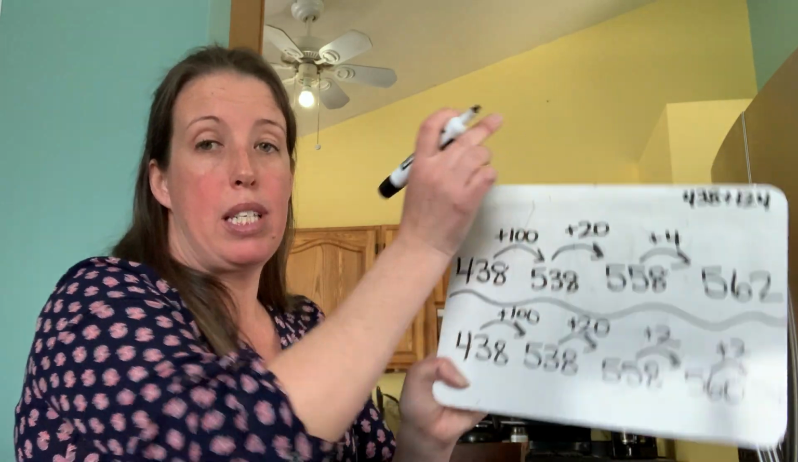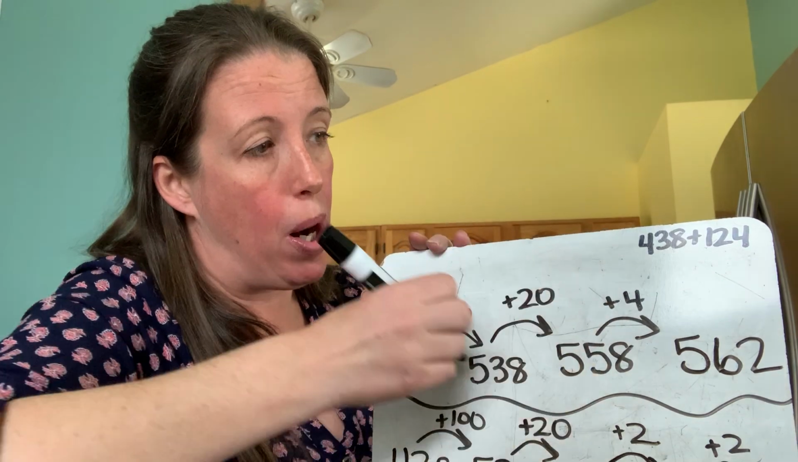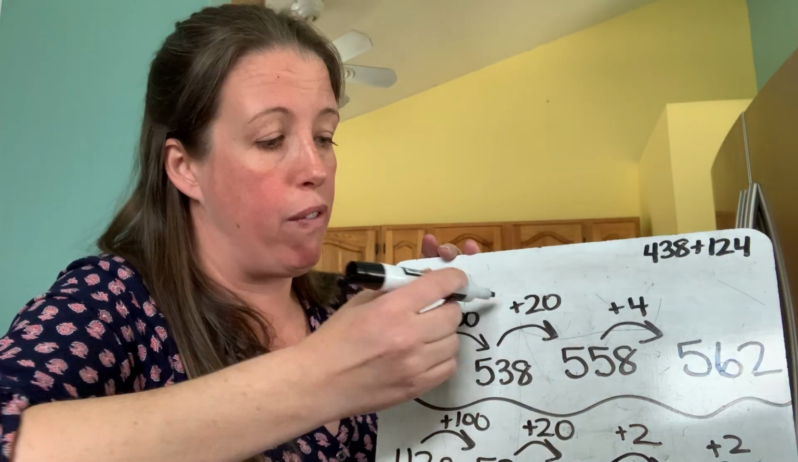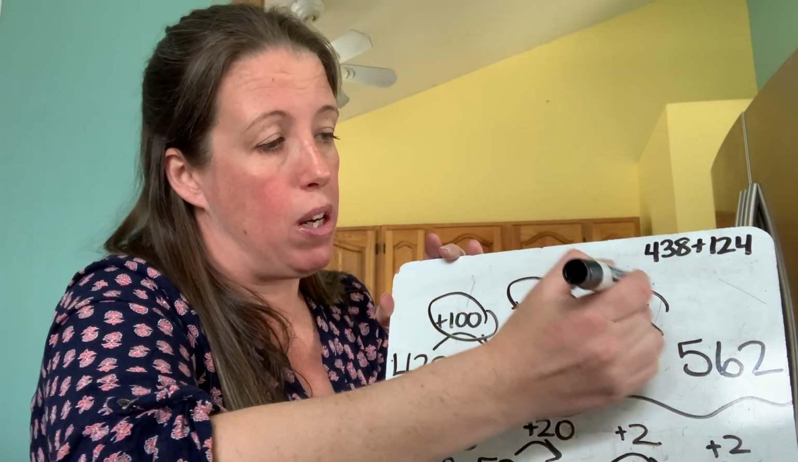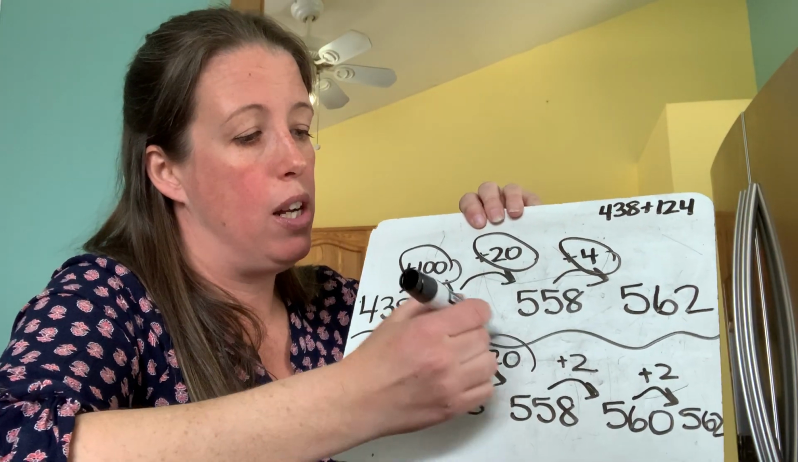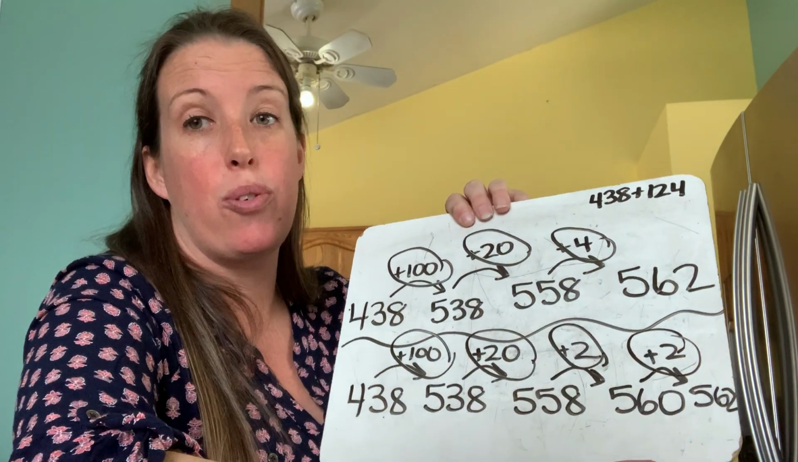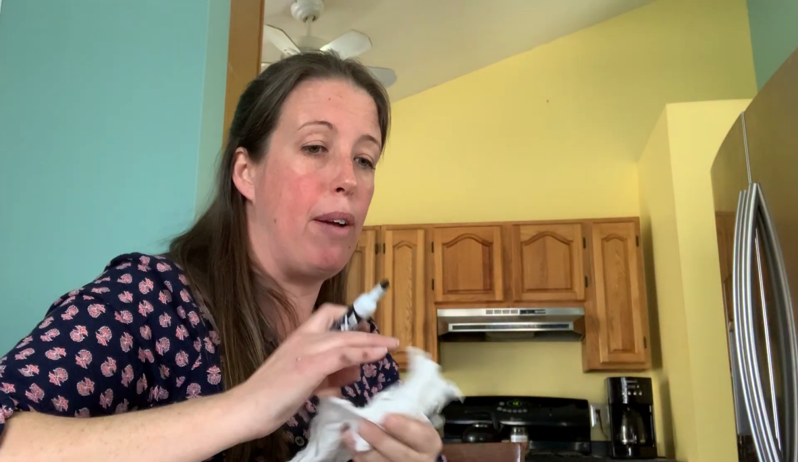And a really important step at the end is make sure you added the correct number. So I needed to add 124, 124. Good. Let me check the bottom. 100, 120, 122, 124. Okay, moving on to our 5th strategy. I told you, you guys learned a lot this year.